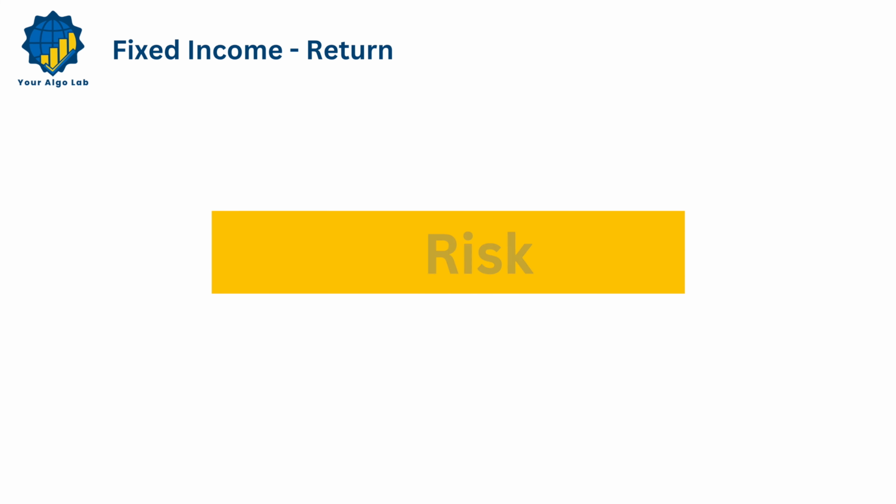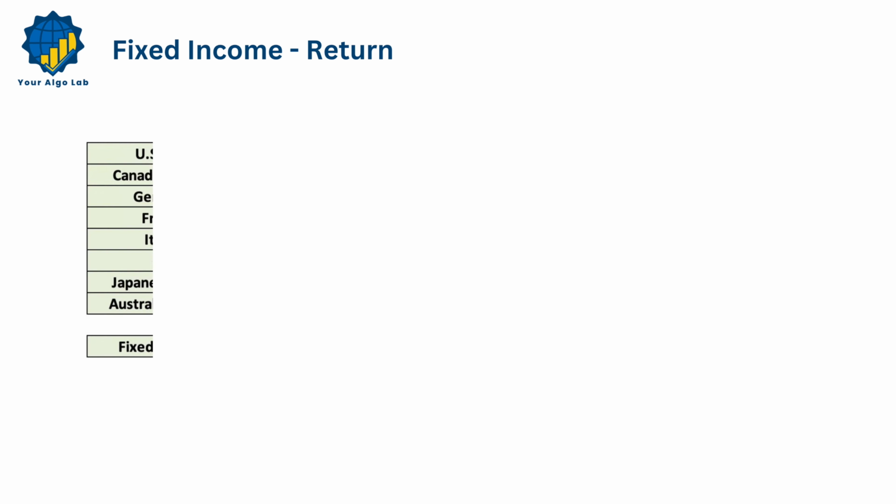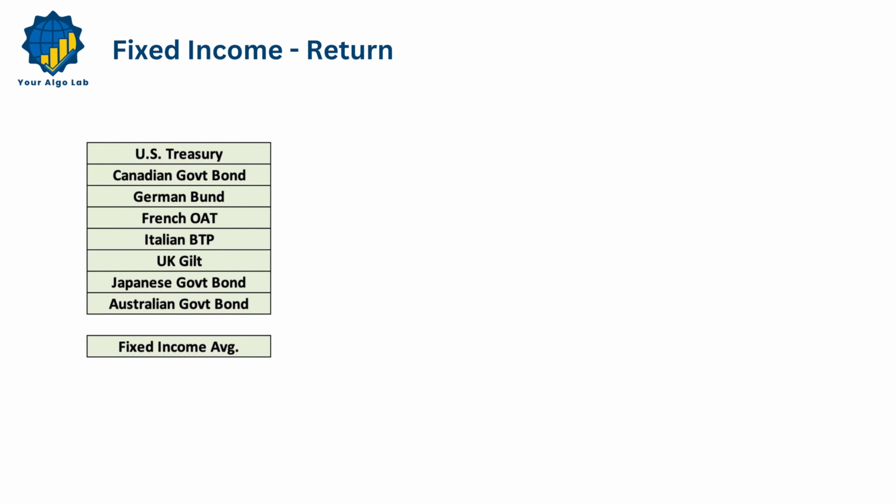For each asset class, we'll present the backtesting results in 3 steps: return, risk, and risk-adjusted return. Let's begin with our fixed income asset class. We focus on the 10-year government bond prices, excluding coupon income to avoid distorting the moving average calculations. We cover bonds from the US, Canada, Germany, France, Italy, UK, Japan, and Australia.